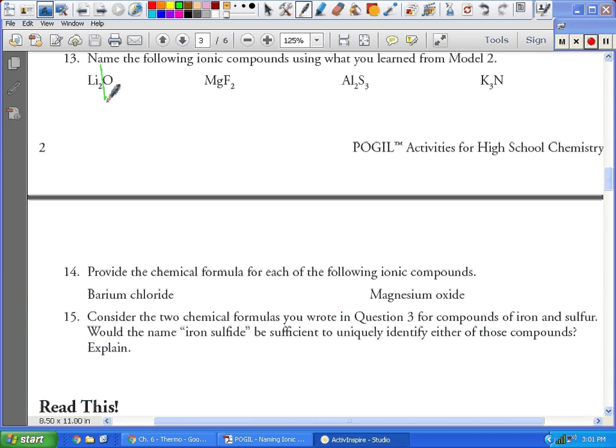Okay? So if we look at lithium, what type of element is lithium? It's a metal. Now, if you don't know that, how could you know that? Look at the periodic table.